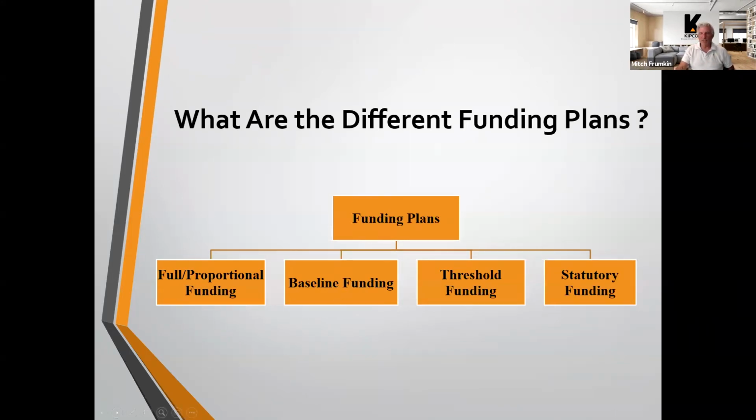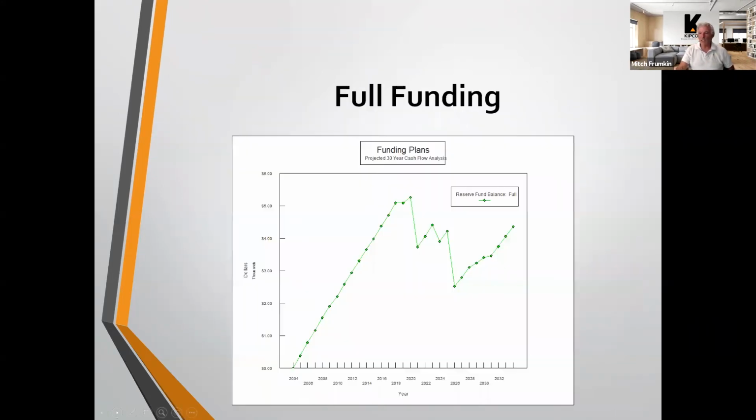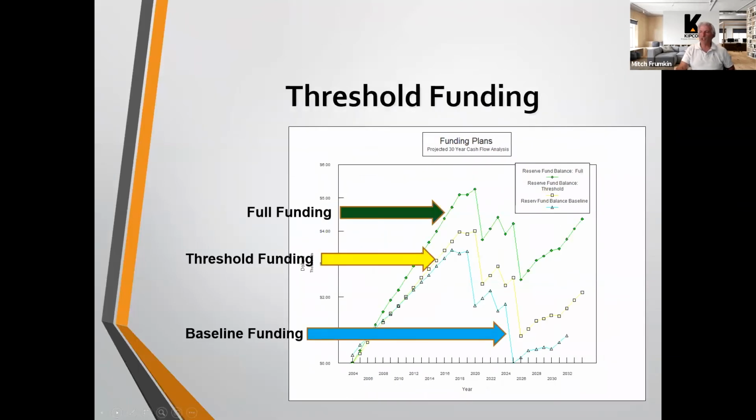Now, the best way for me to explain what they are is to show you a graph. This graph shows you're starting, in this case, in 2004, and you're accumulating money as you go into the future. Wherever the line drops down, that means you're doing a replacement. So this is your funding plan alternatives. The top line is full funding, the bottom line is baseline funding, and the middle line is threshold funding. Let me explain the differences between the 3.